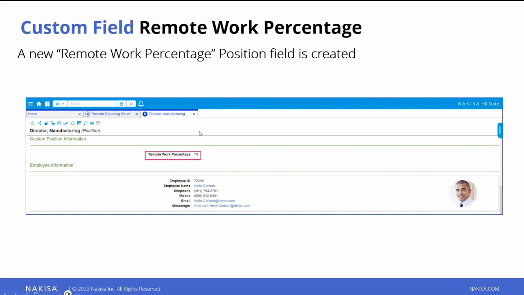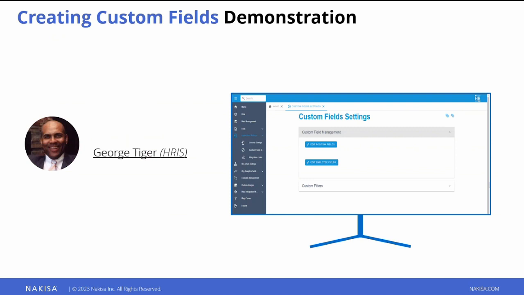So I'm also going to be showing how to create the remote work percentage position field and how to add the data using the Excel template. Okay, so without further ado, let's jump into the admin section. I'm going to be using the credentials of George Tiger, assuming he's the HRIS personnel within the company, and I'm going to be showcasing how to add these custom fields through the admin panel.